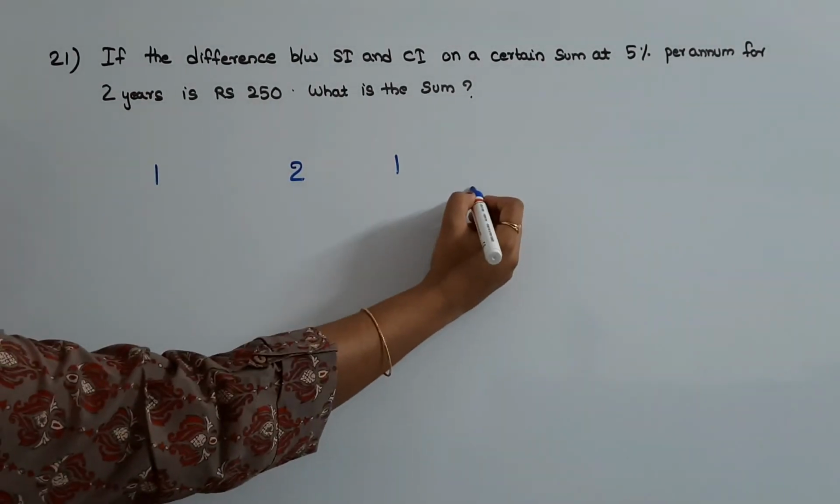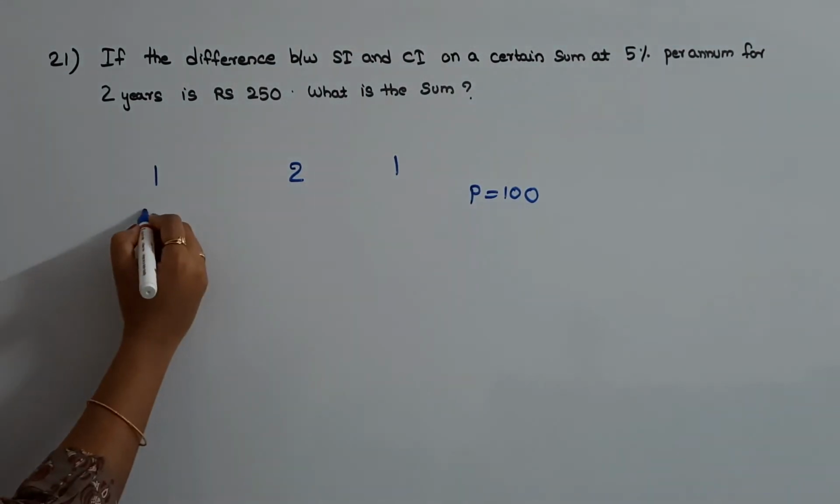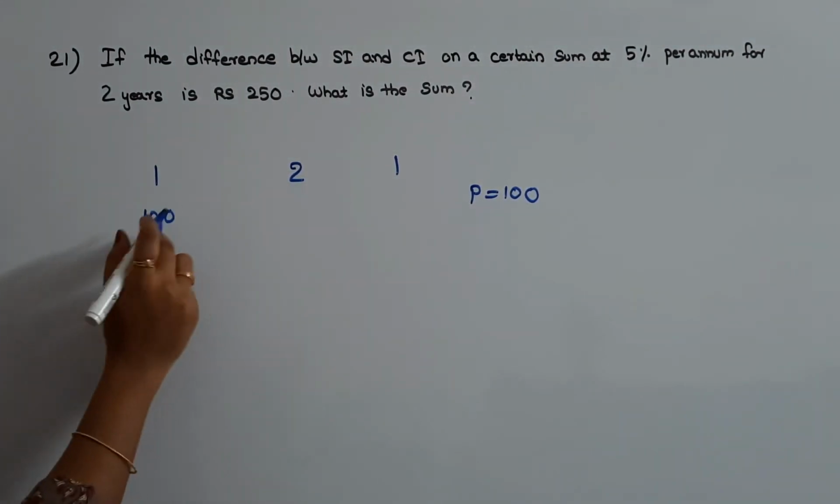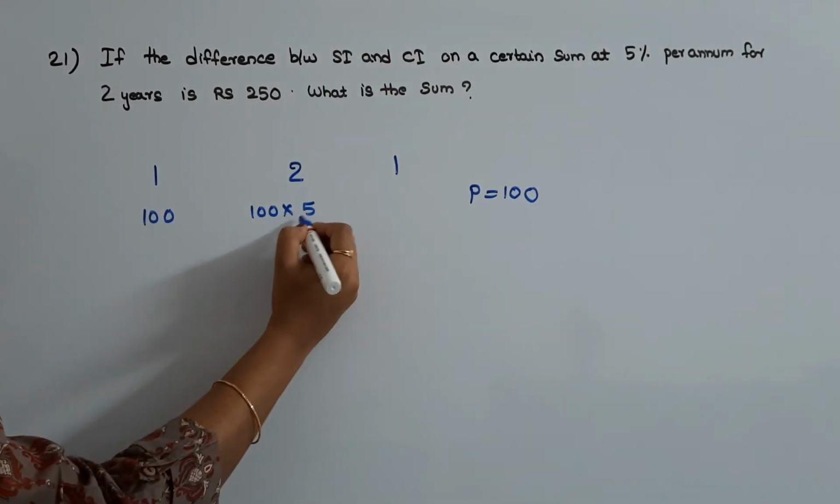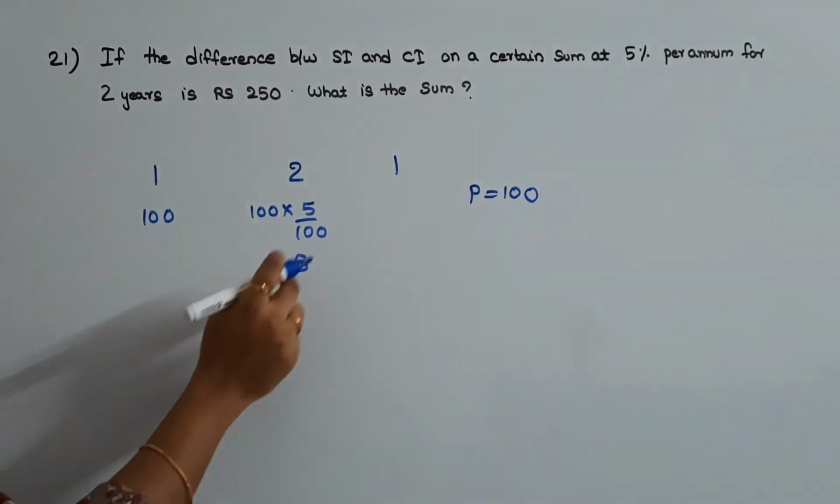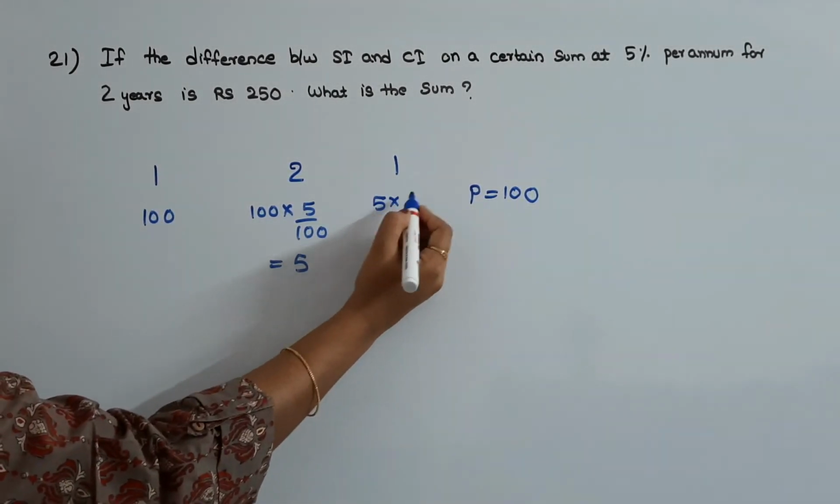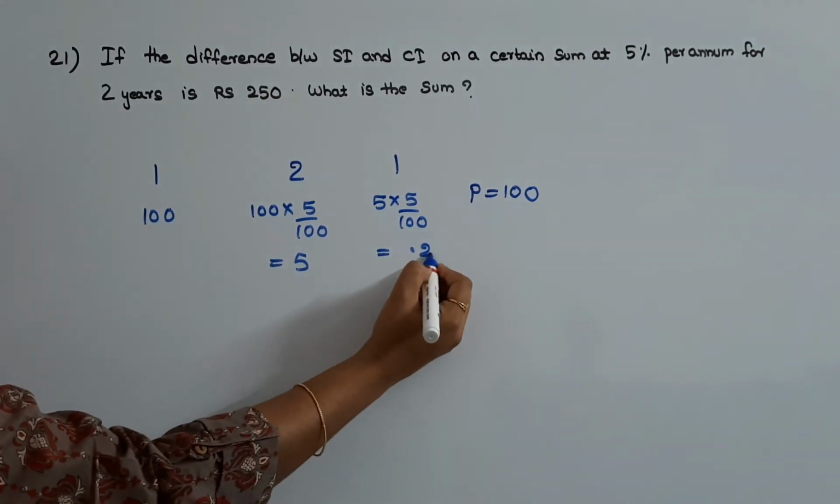The principal is not given, that we need to find out. Hence we are assuming the principal as 100. So below this one write 100. Below this 2, this 100 into R by 100. R is 5, so 5 by 100, that is equal to 5. So below this one, this 5 into R by 100, that is 5 by 100, that is equal to 0.25.